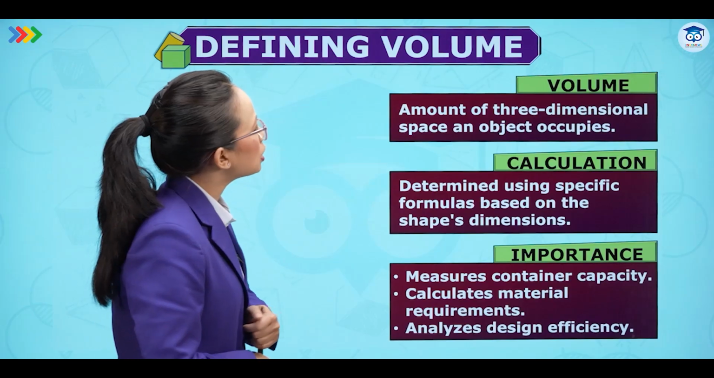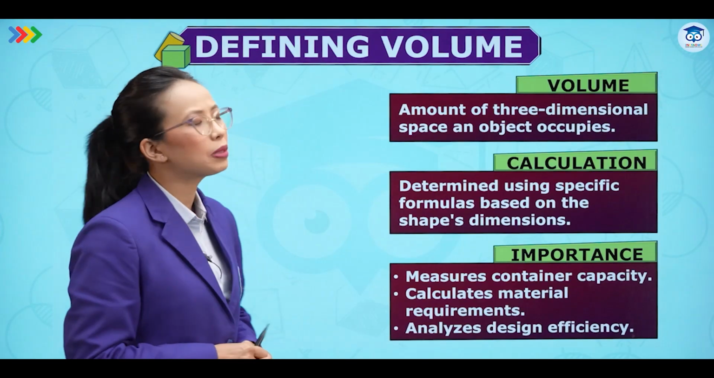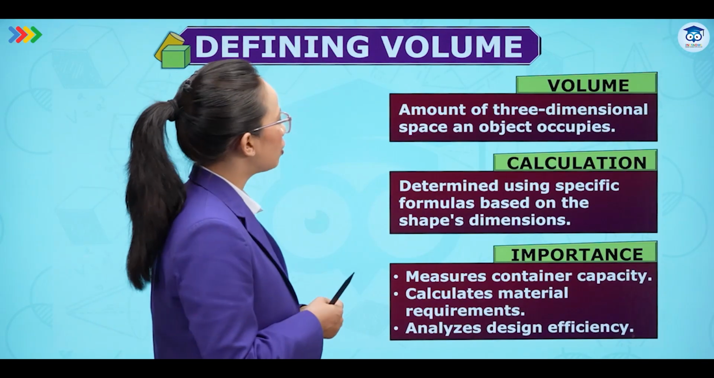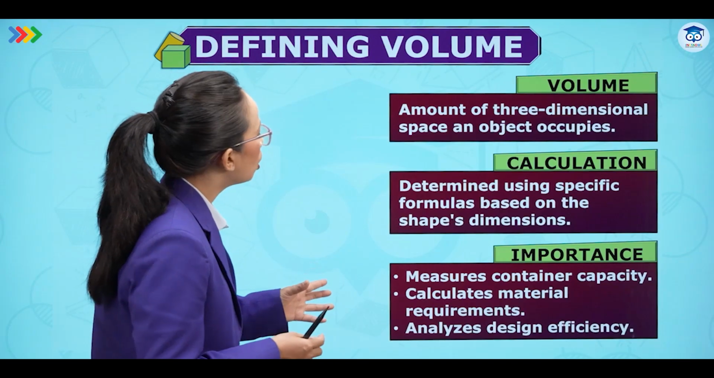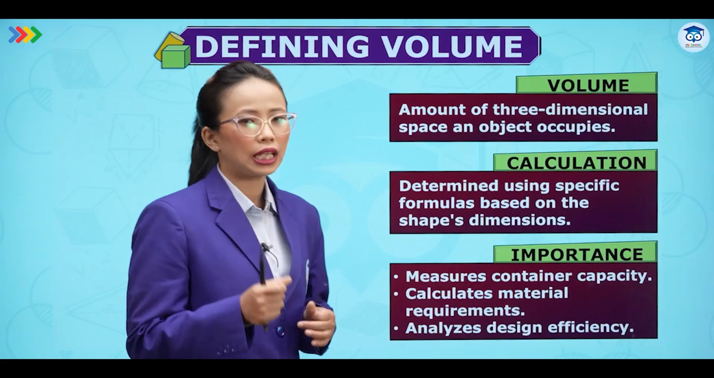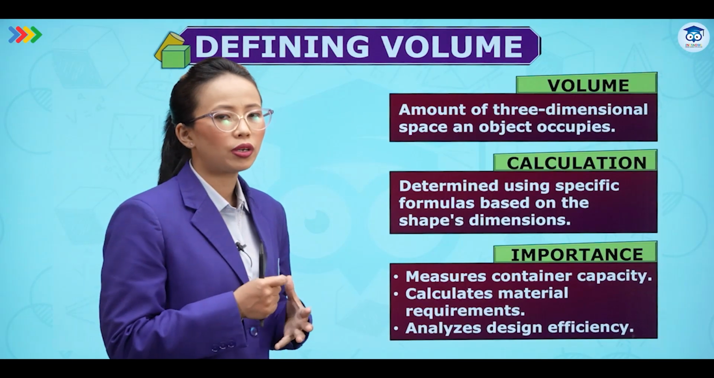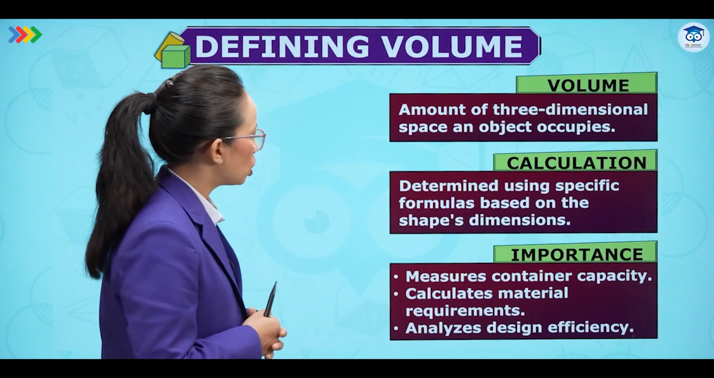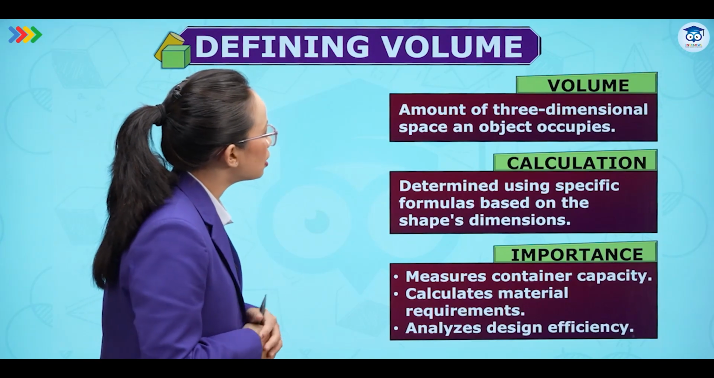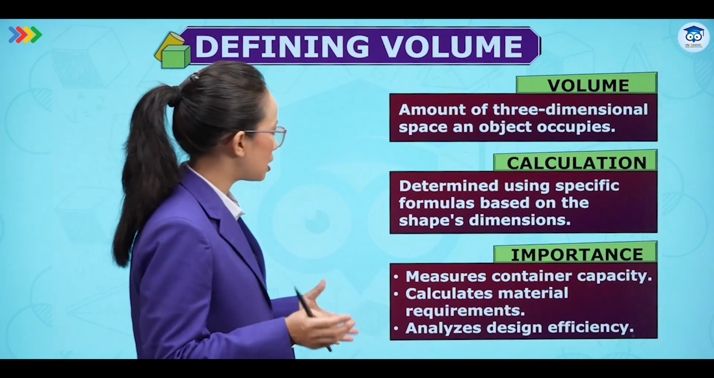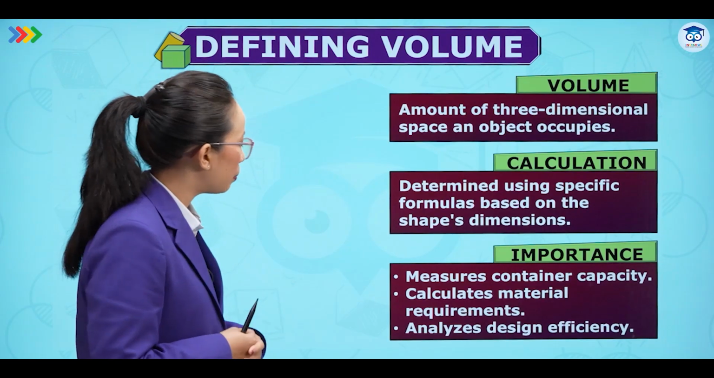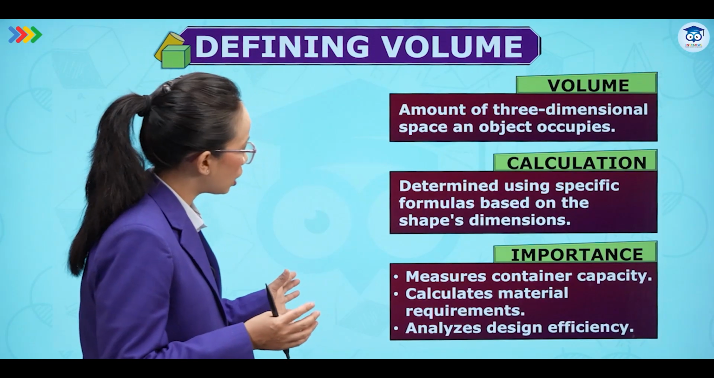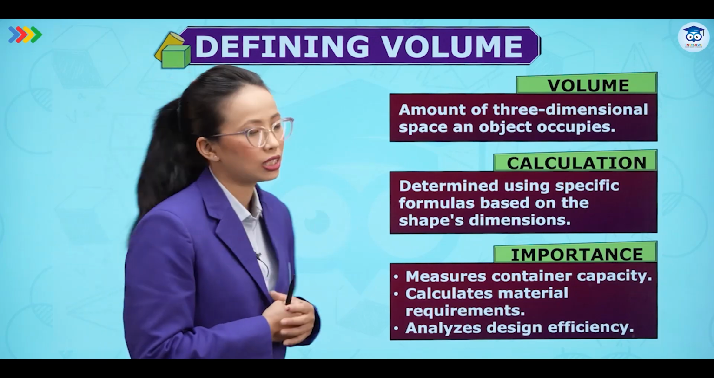Let's talk about what is volume. So volume is nothing but the space occupied by the 3D object, right? So for calculation, we are going to use the specific formula for different 3D objects. So the important thing is that we can measure the container capacity, and then we can also calculate the material requirement, and it also helps in analyzing the design efficiently.